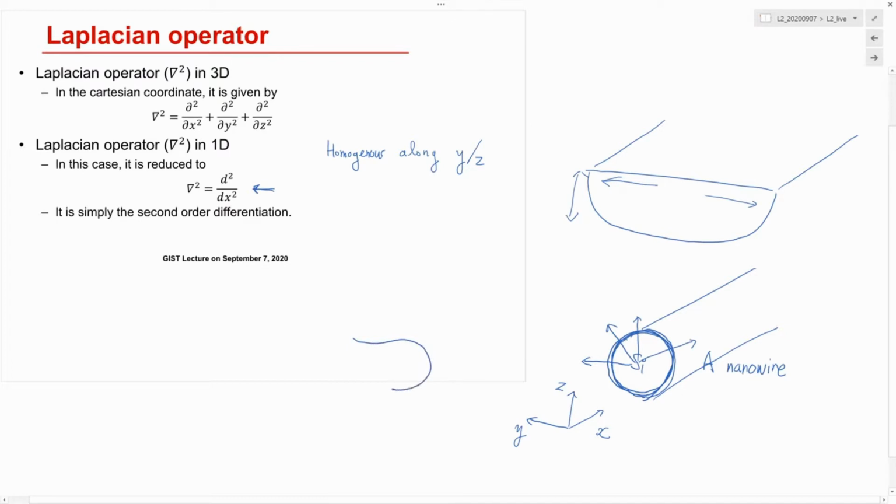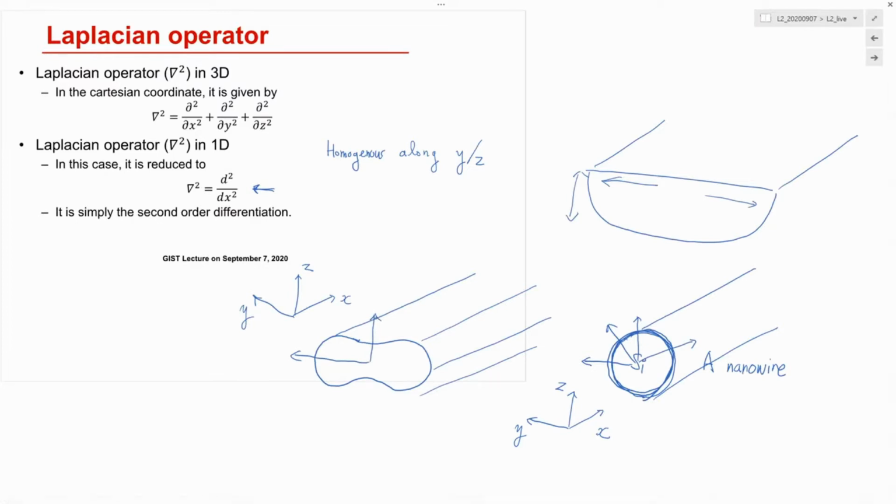Or if you are confused with this perfectly symmetric case, then let's assume like this. We have a cross section like a dumbbell. Yes, this is the structure. Then this is x direction and also y direction and z direction. In the yz plane, we have no homogeneity along y direction and z direction. Then in this case, can you assume the one-dimensional structure or one-dimensional transport?